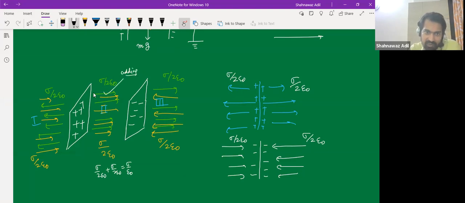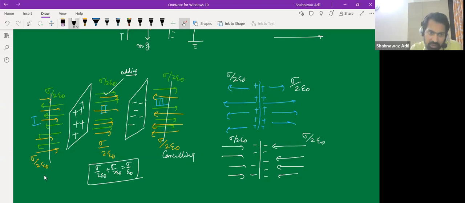So this part is adding, and we have the electric field in this region in this direction. In the outer regions, this is in this direction and this is in this direction, so they cancel out. Incoming and going away, both canceling out. So for the parallel plate capacitor, in the outside region the electric field cancels out, zero. Inside we have electric field. Clear?